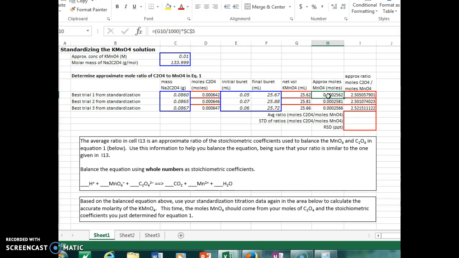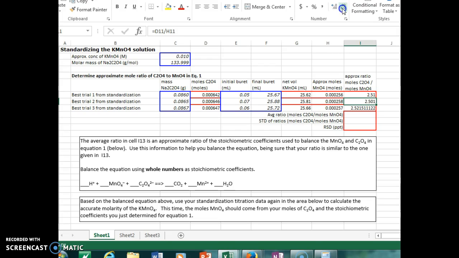So these sig figs are all okay. Moles of MnO4, this should actually have 2 sig figs, and let's just make it 3. So we're going to have these have 3 as well. Usually if you choose 3 sig figs, most of the time you'll be fine. And so then these should all have 3 sig figs as well.